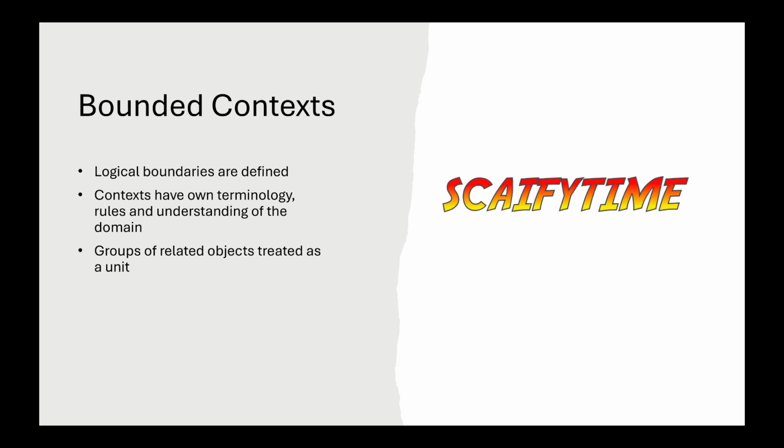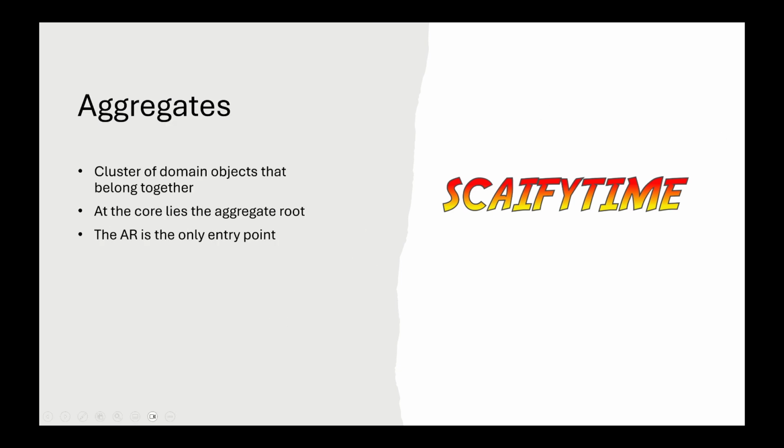Within a bounded context, we will deal with groups of related objects that should be treated as a single unit, and this is where aggregates come into play. An aggregate is a cluster of domain objects that belong together and must be kept consistent. And at the core of an aggregate is the aggregate root, which acts as the only entry point for managing its internal state and enforcing business rules. So I'm just going to switch to Miro.